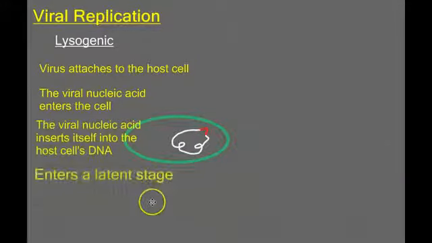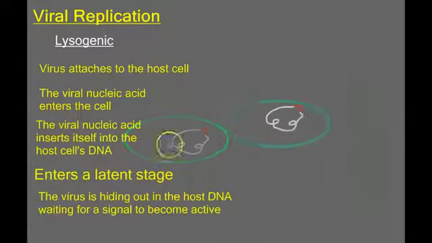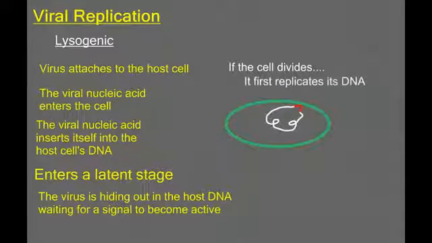During this latency stage, while the viral DNA is hiding out, the host cell can still be active and doing its job. And this DNA is waiting here, waiting for some signal to become active. In the meantime, the cell, like I said, is going about its daily job. And when the cell divides, the first thing it does is copy its DNA. And when it replicates its DNA, let's think about what it's going to do. It's also going to copy the viral DNA in this case.